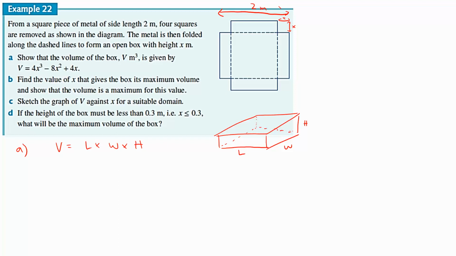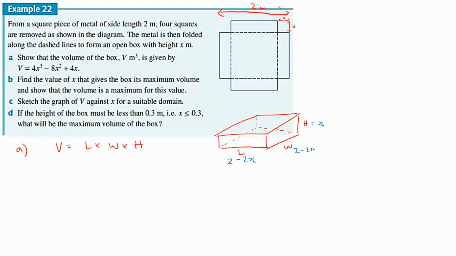All right, let's start off with A first. What is my length, width, and height? Can I please have Jack? Length is 2 minus 2x, and the height is x. Fantastic. How do we know this? We know that the metal sheet was 2 meters long, and that means this is also 2 meters long because it says a square piece of metal. So if it's a square, that's 2 and that's 2.